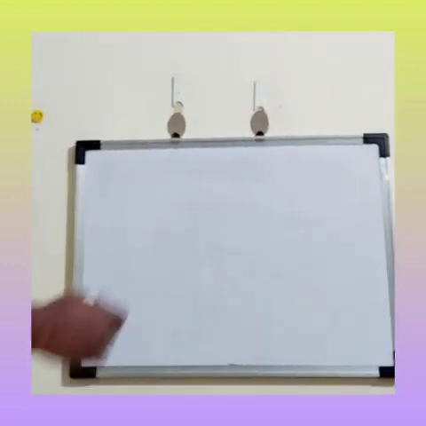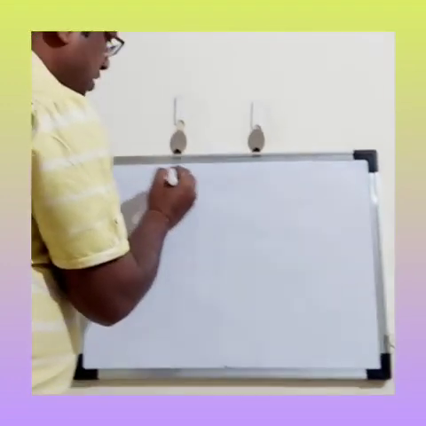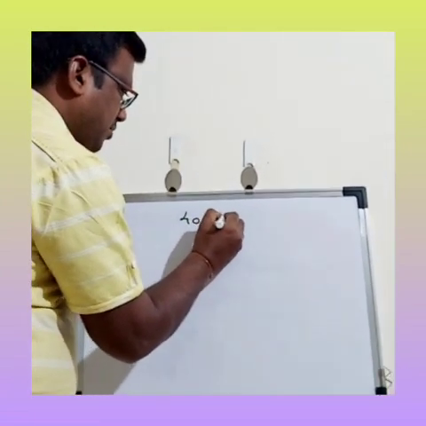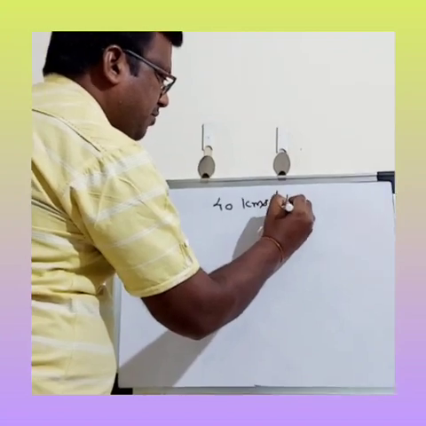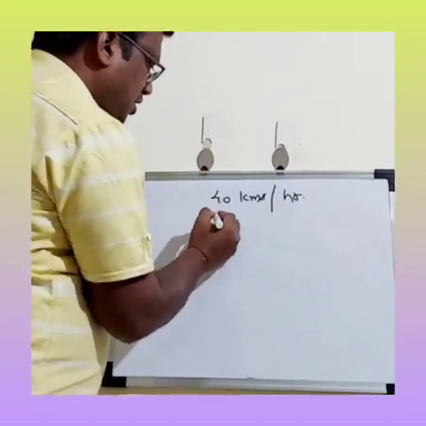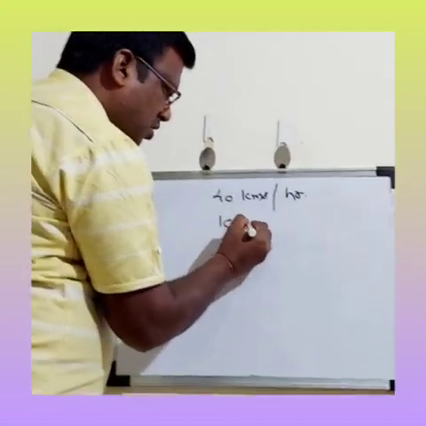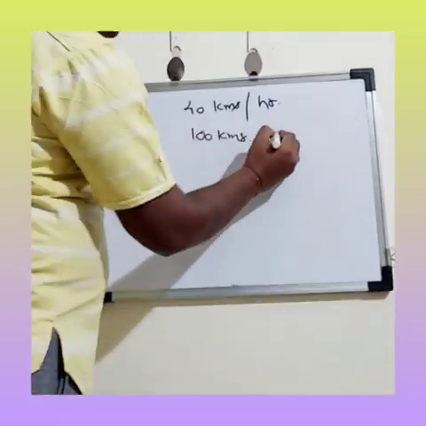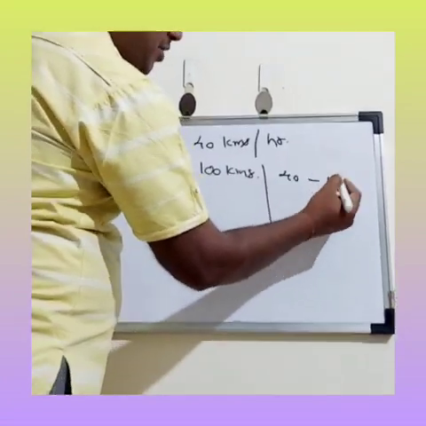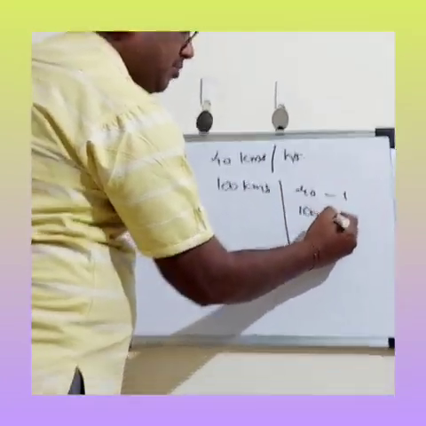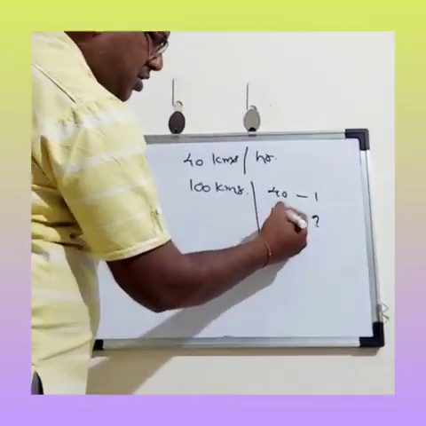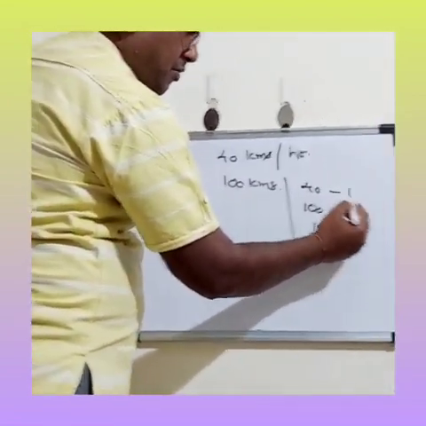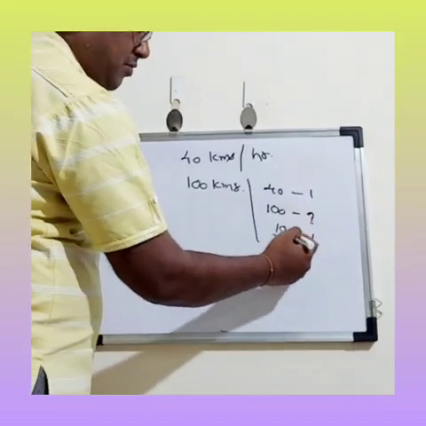Now we will discuss one more problem. There is a train, and the train travels at the speed of 40 kilometers per hour. To travel 100 kilometers, how much time will the train take? Simple logic. 40 kilometers takes 1 hour. Then 100 kilometers, how much? Just divide 100 by 40 into 1, because 40 kilometers takes 1 hour, so we have to divide.